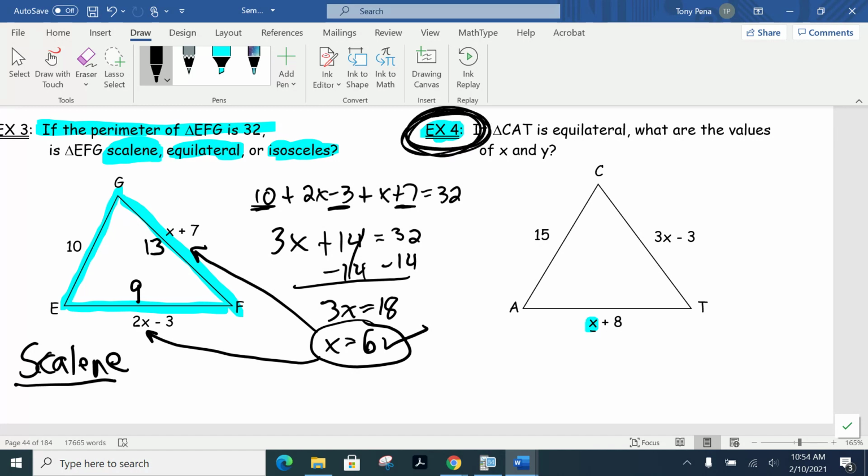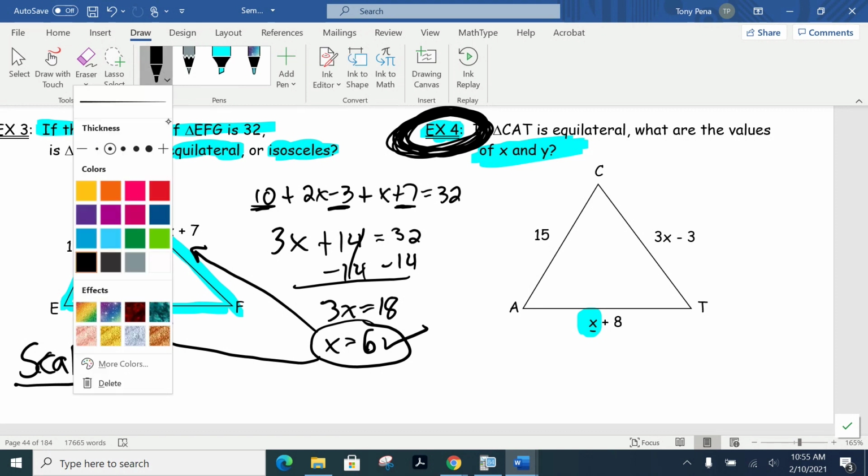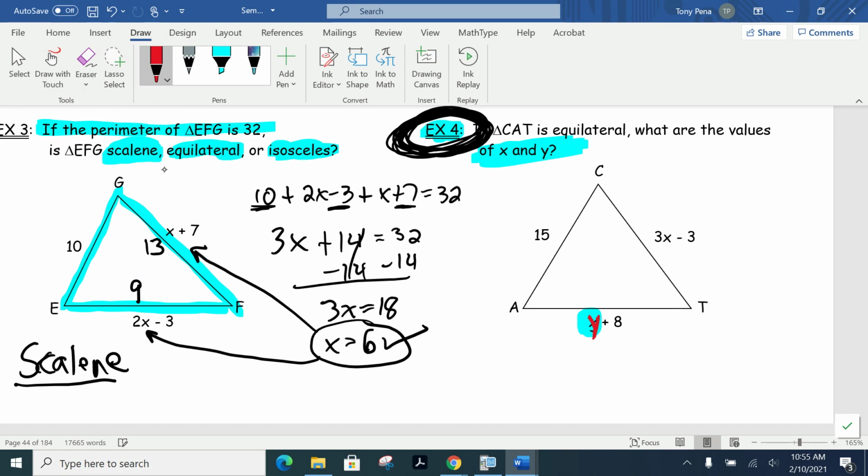So if you look at number 4 here, we messed up when we wrote the question here. So what I want you to do is to go to this x on the bottom. Notice how the question is asking you to solve for x and y. There is no y in this problem. So go to that x and make this a y. So it should be y plus 8.